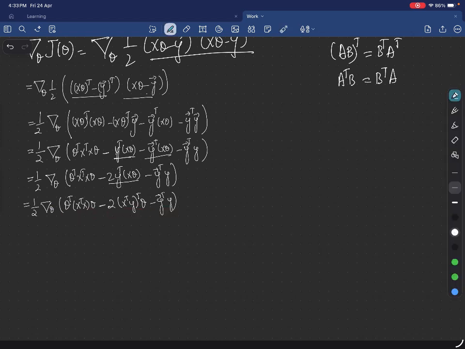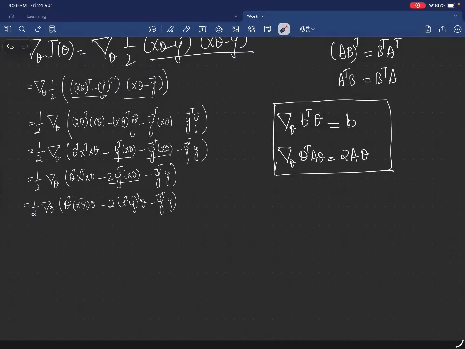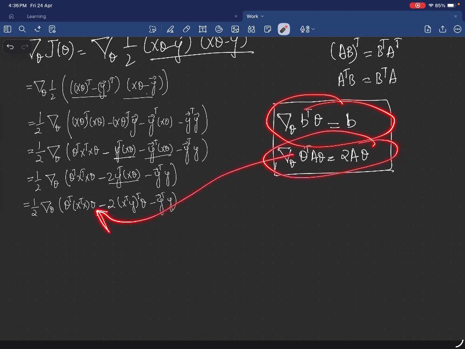So we have a formula that's like this: differential of B transpose theta with respect to theta is equal to B. Differential with respect to theta of theta transpose A theta is equal to 2A theta. Now we will use these two formulas and apply them here to take the differential.